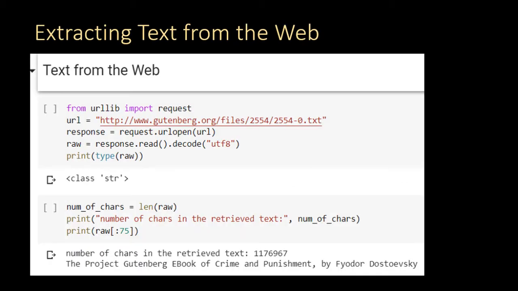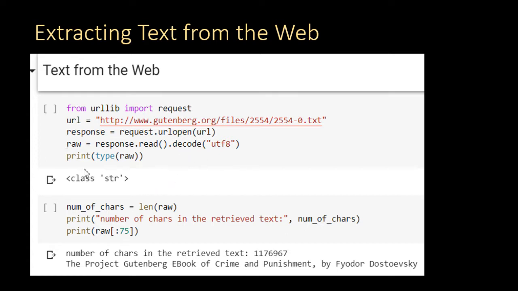Now let us extract text from the web. To do that, we need to import request from urllib. We also need to specify a URL. We can use the urlopen method from within request to get a response from the URL. Then we can read the response, decode it from UTF-8, and store it in memory in a variable called raw. We'll learn more about decoding in a few minutes.